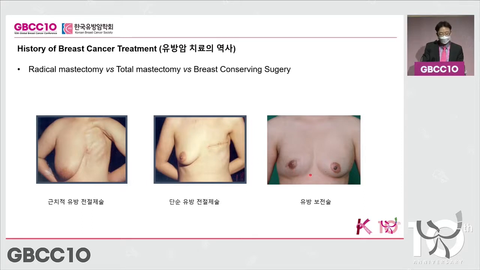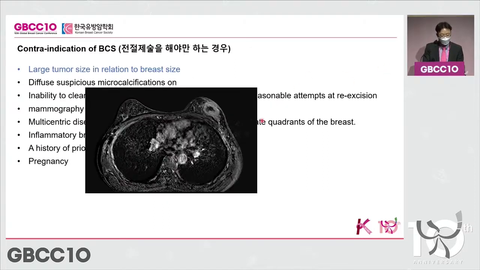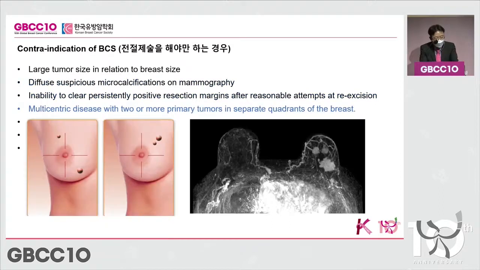Of course, it would be nice to have breast conservation surgery. However, there are some contraindications. First of all, you have to go ahead with a radical or total mastectomy in cases where the tumor size is large in relation to breast size, such as in the case that I showed you earlier with the radio image, the image that you saw earlier.